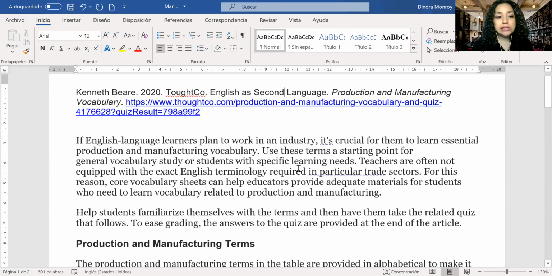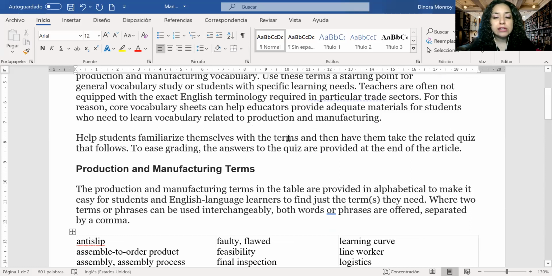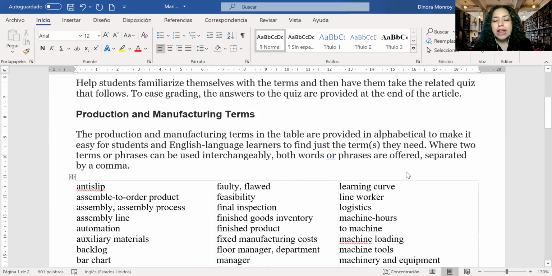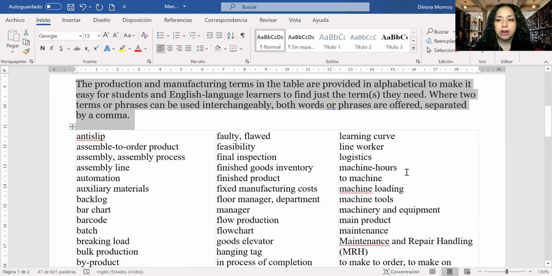So as it says here, learners plan to work in industry, as you are doing right now. It's crucial for you to learn essential production and manufacturing vocabulary. It's essential. Use these terms as a starting point for general vocabulary study or for students with specific learning needs. So it's something that you need to learn and understand. The production and manufacturing terms in the table are provided in alphabetical order to make it easy for students and English language partners.